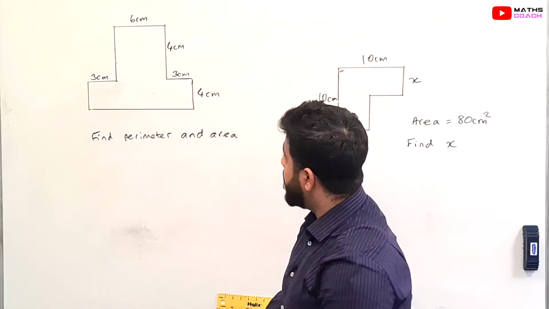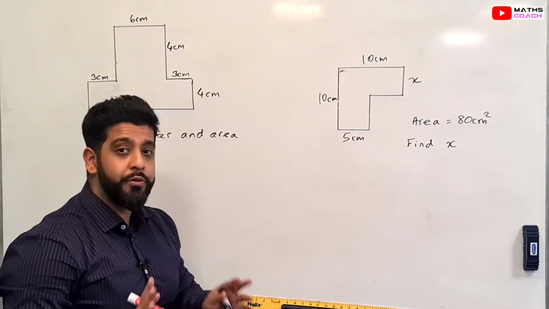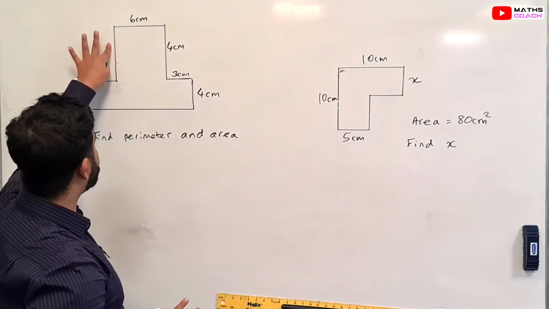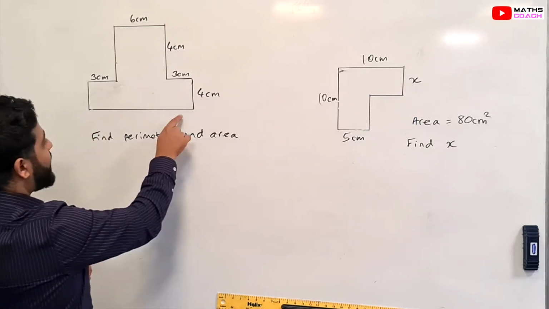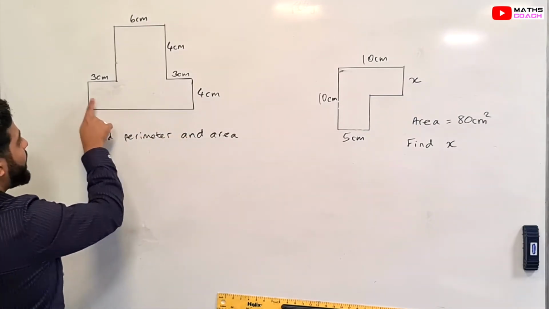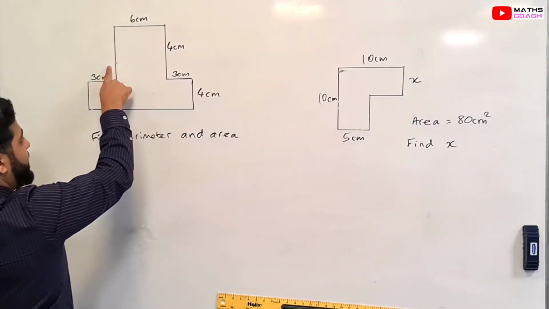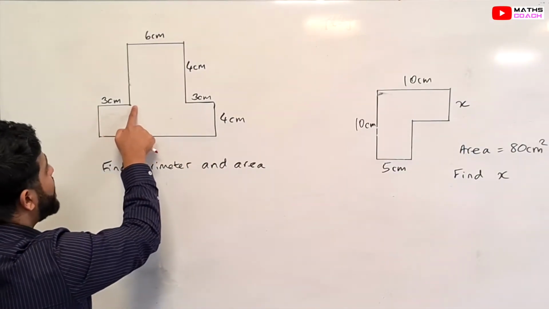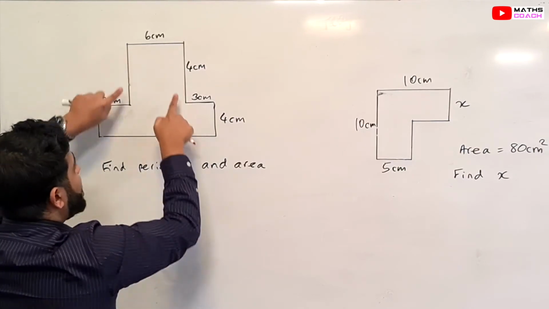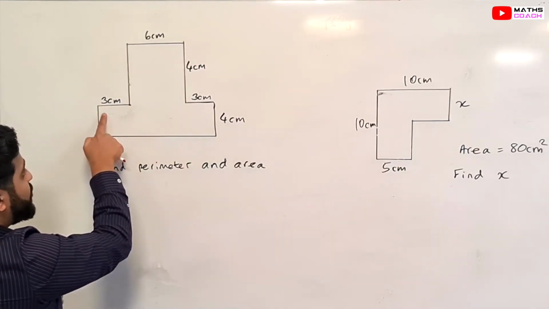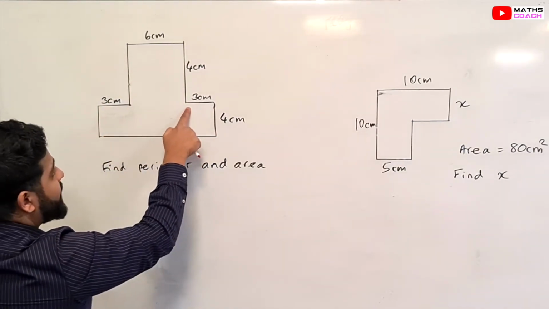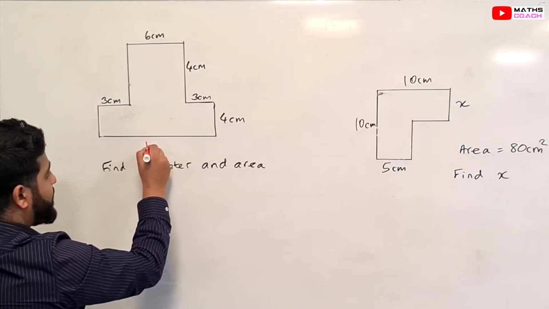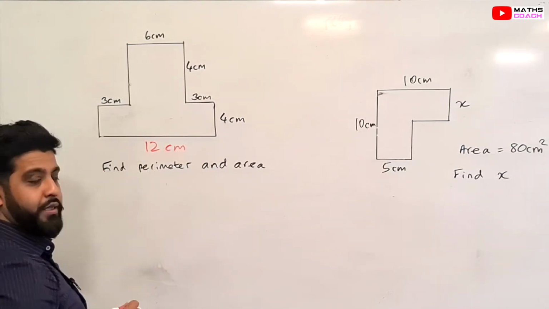All right, so before we can find the perimeter and the area, we need to find the missing lengths. So how do we start? How do we find the missing lengths? We've got one there, and also one here. So let's start by finding this length here first. We've got 3 centimeters here. We know that this is 6 centimeters from up here, and also this is 3 centimeters. So it'd be 3 plus 6, which is 9, plus another 3, which is 12. So this would be 12 centimeters.